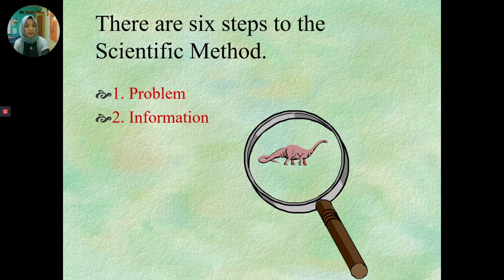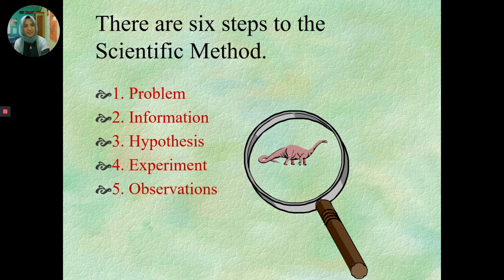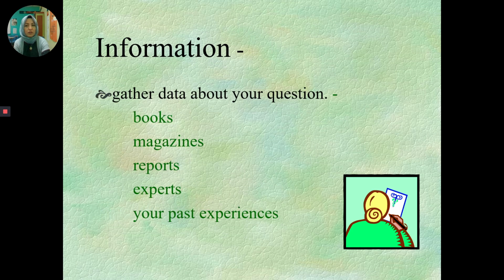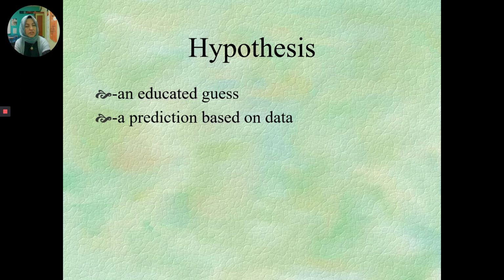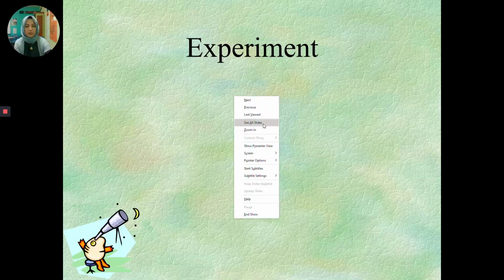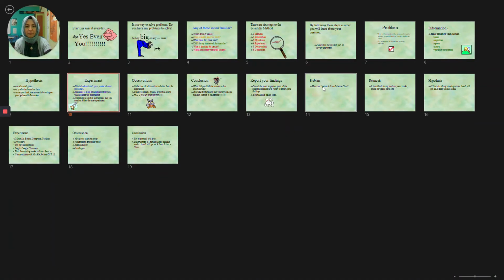Then information. Third step is hypothesis. Fourth is experiment, observation, and conclusion. There are 6 steps of the scientific method. In each step, we took a little closer look at each of them, right? So we already went over all of these. It's all in my previous videos. I'm not going to go through the same thing again. You know what I will do? Let's go right up here.